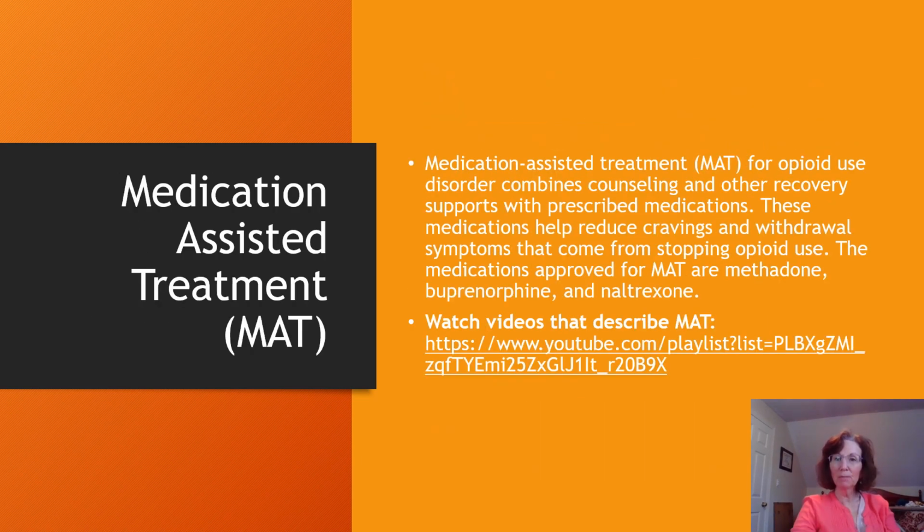Medication-assisted treatment, known as MAT, for opioid use disorder combines counseling and other recovery supports with prescribed medications. These medications help reduce cravings and withdrawal symptoms that come from stopping opioid use. The medications approved for MAT are methadone, buprenorphine, and naltrexone. There are some videos that I have put in this that you can also watch on your own that describe MAT services.